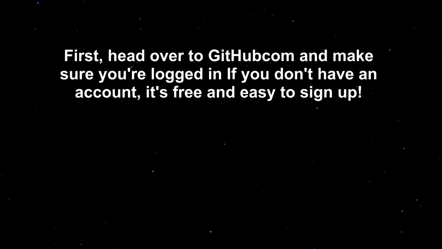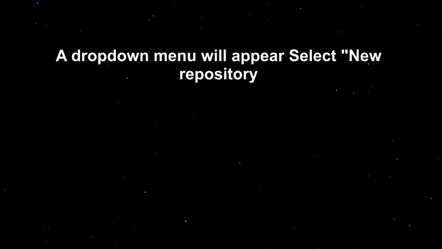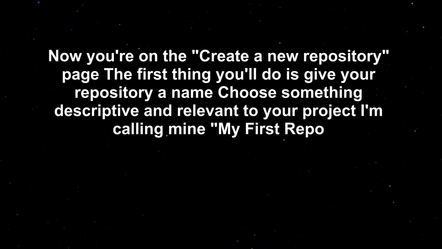First, head over to GitHub.com and make sure you're logged in. If you don't have an account, it's free and easy to sign up. Once you're logged in, look for the plus icon in the upper right-hand corner of the page. Click on it. A drop-down menu will appear. Select New Repository. Now you're on the Create a New Repository page.